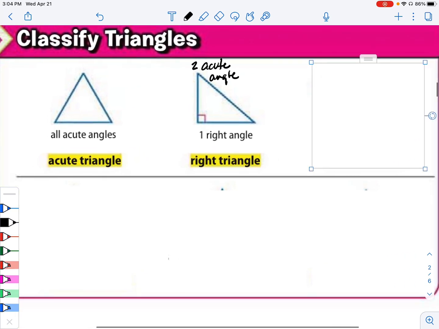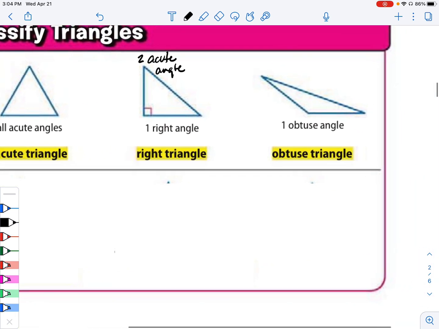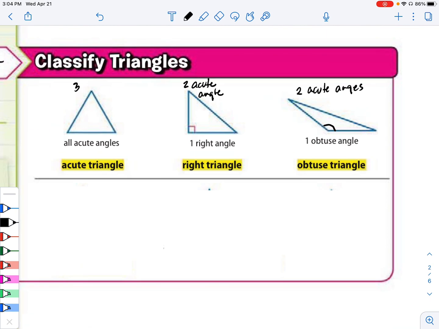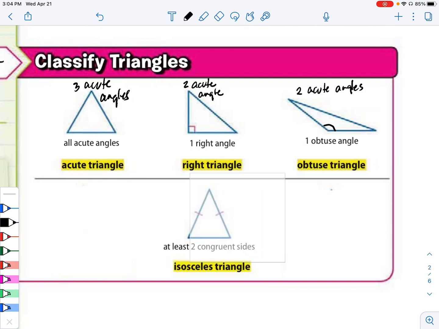In an obtuse triangle, which is the next figure right here, this is your obtuse angle. Again, you have one obtuse angle and you also have two acute angles. In an acute triangle, you have three acute angles. Oops, I forgot the L. There you go. So that's how we classify our triangles. And there are three more that we are going to talk about.